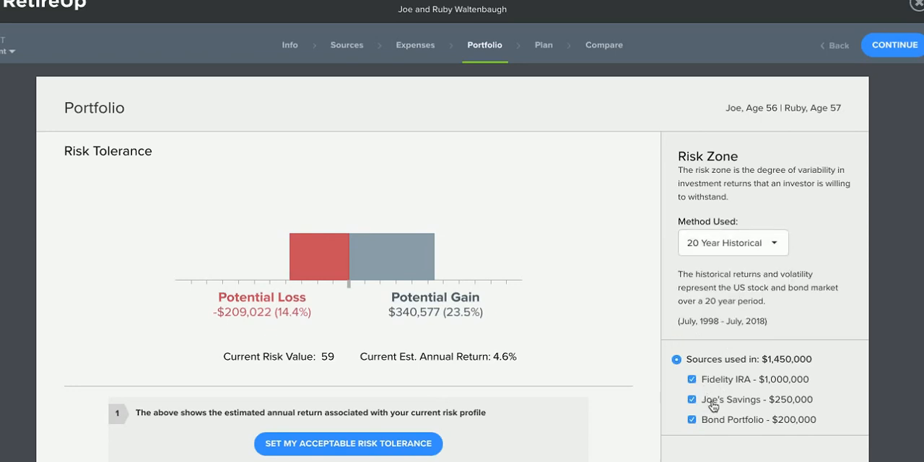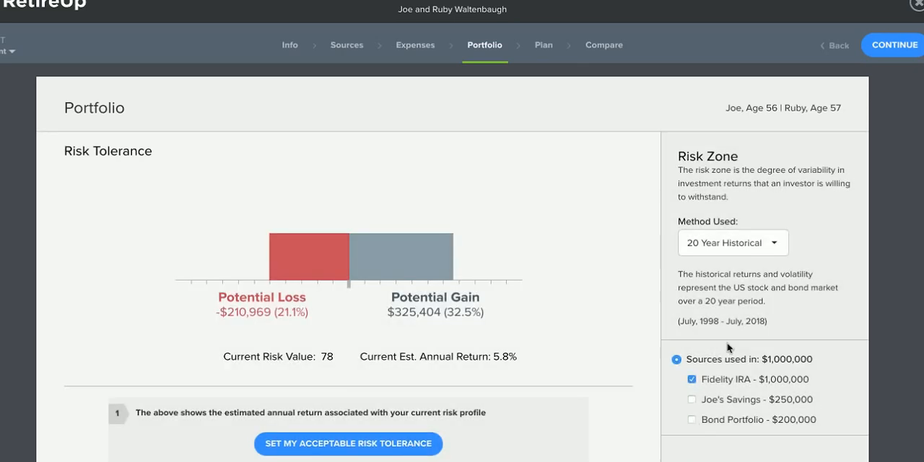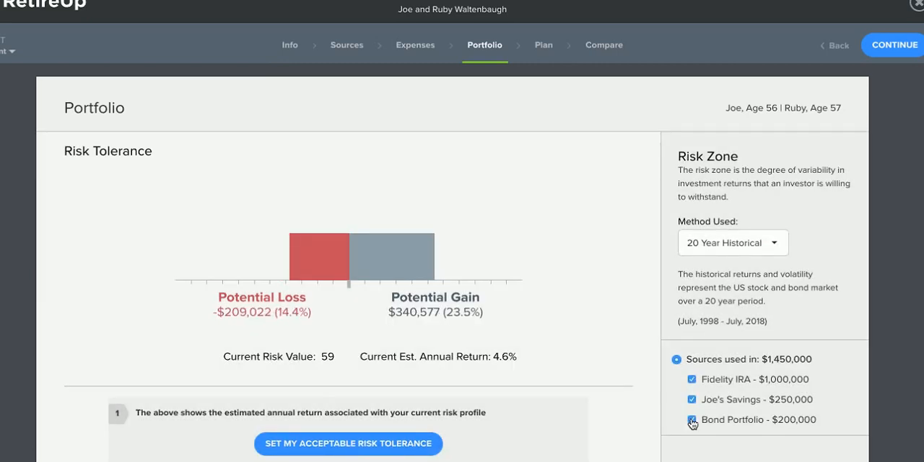You can also toggle on and off assets to look at things more granular. Maybe they're like, look, don't worry about my savings and bond account. Let's just talk IRA money. Well, that million, a little bit more risk. It changes the dynamic. But you can look at things, again, on an aggregate or an individual basis. In this case, we're going to be looking at everything as an aggregate over the last 20 years.